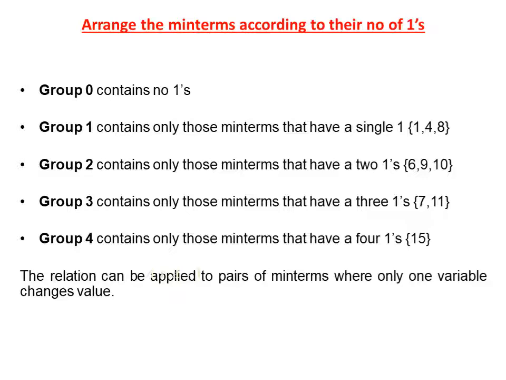So it's represented here. Group 0 contains no ones, and group 1 contains only the minterms 1, 4, 8. Group 2 contains 6, 9, 10. Group 3 contains 7, 11. Group 4 contains 15.